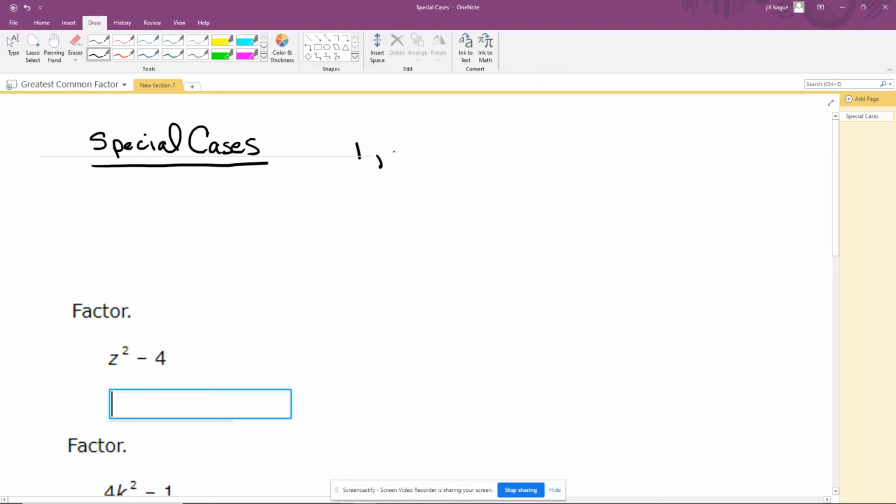So 1, 4, 9, 16, 25, 36, 49, and that's probably enough. Okay, we can keep going, right? All the way up to 100, and we could keep going from there. But what makes these perfect squares, right, is we know the square root of all these numbers.